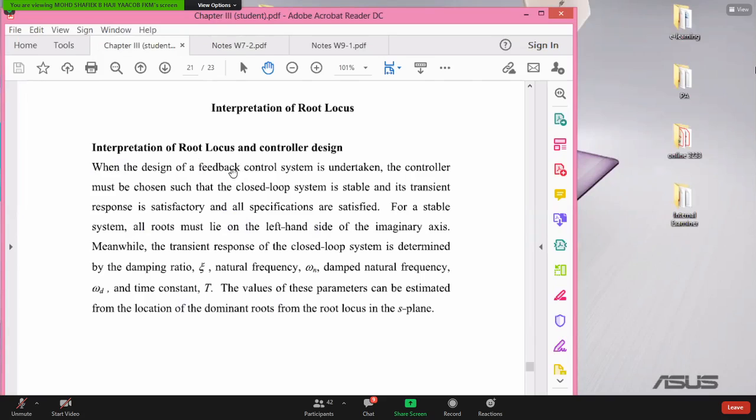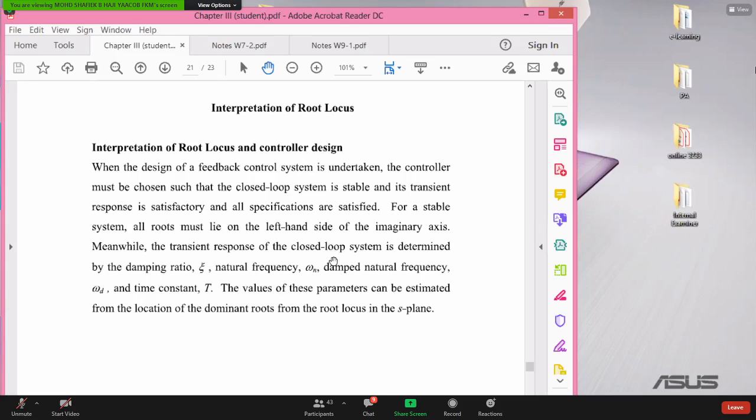Behavior meaning the time response of the system based on the root locus diagram, and how can we select the value of the controller K to meet certain specification. Okay? When the design of a feedback control system is undertaken, the controller must be chosen such that the closed loop system is stable. So we want the location of the roots to be on the left of the imaginary axis for it to be stable.